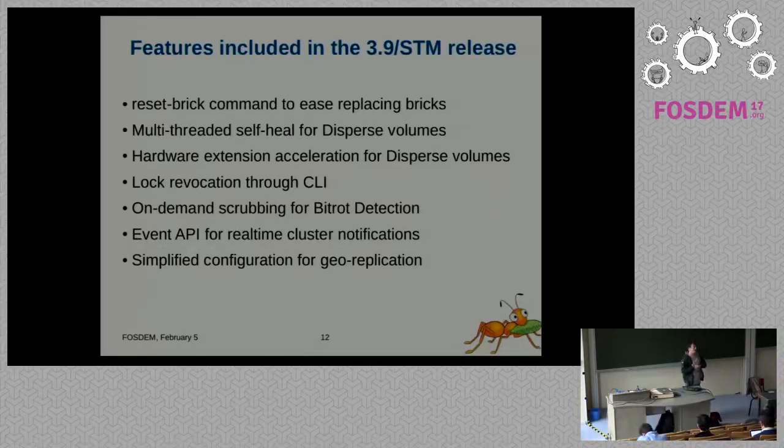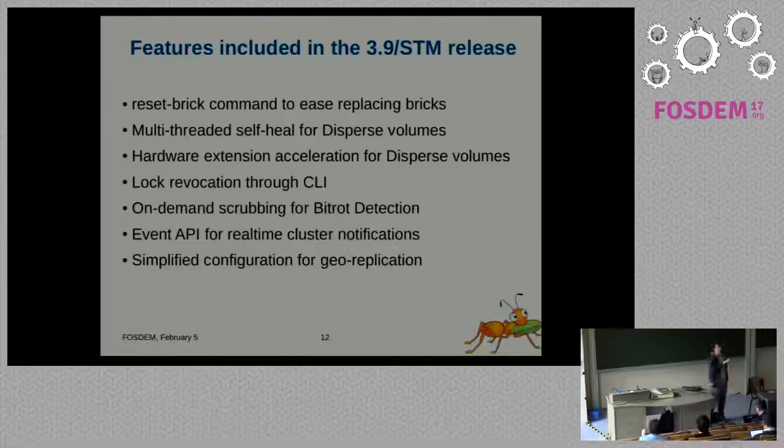Also for erasure-coded volumes, we added CPU optimizations. We have some assembler code for the erasure coding functions, so that it's more optimized for the CPU. Not that the CPU is normally a bottleneck, but with erasure-coded volumes, you definitely have more CPU usage. And if you have low-end hardware, then these optimizations make a difference.